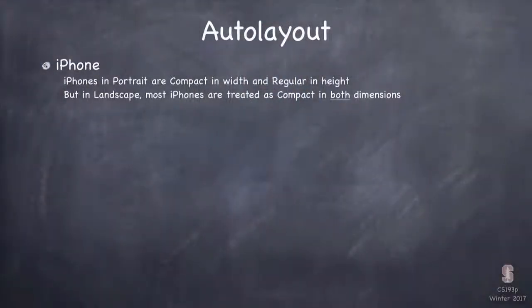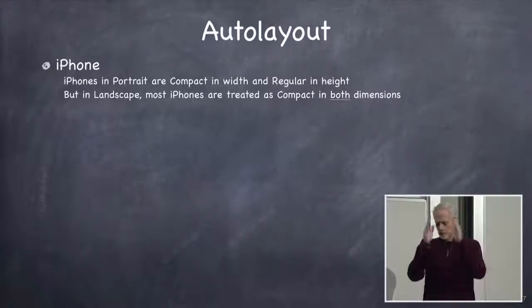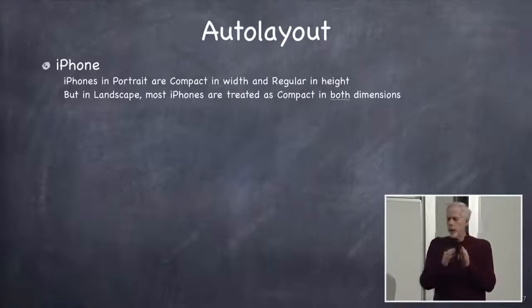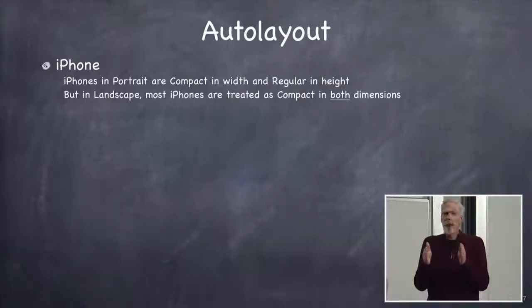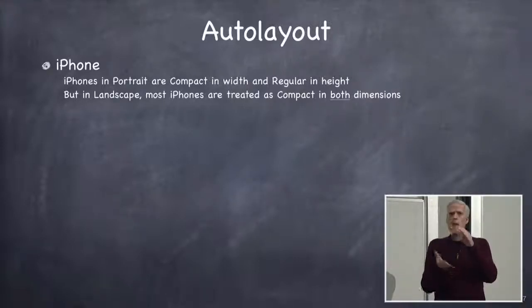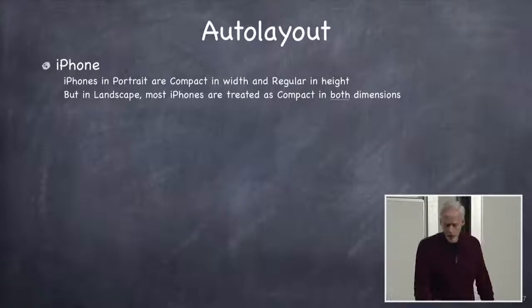So let's talk about the iPhone first. The iPhone in portrait is regular in height, plenty of height, right? But it's compact in width. It's kind of constrained in width in that circumstance. When you switch to landscape, maybe surprisingly, iPhones are compact in both directions. Because even though when you go to landscape, it gets quite a bit wider, it's still not that wide. Okay, it's not wide like an iPad. So it's still somewhat constrained. So they decided to make landscape iPhone be compact in both directions. So in portrait, it's regular in height and compact in width, but in landscape, it's compact in both directions. A little counterintuitive, but you'll see it works out quite nicely.